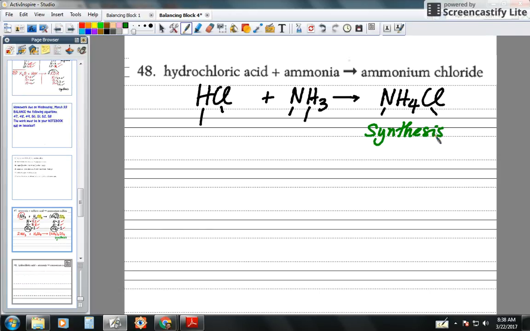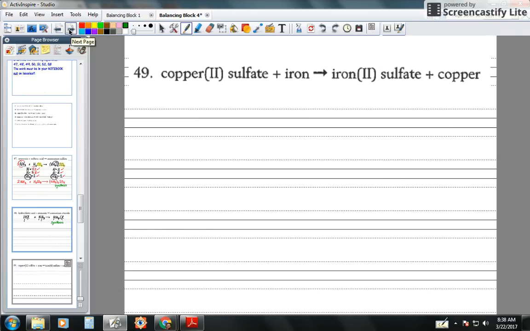Going on to number 49. The reaction between copper 2 sulfate and iron, which produces iron 2 sulfate and copper. Let's write down the correct formulas. Copper 2 sulfate is CuSO4. Remember, in this case, copper has a charge of positive 2, shown by the Roman numeral, and sulfate, a polyatomic ion, has a charge of negative 2, which is why the correct formula is CuSO4.